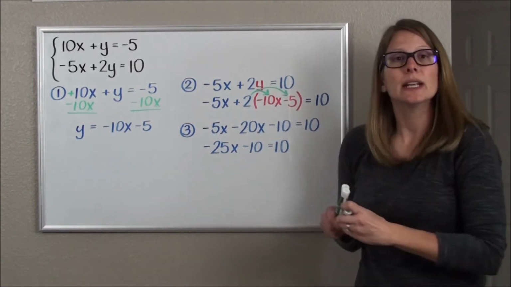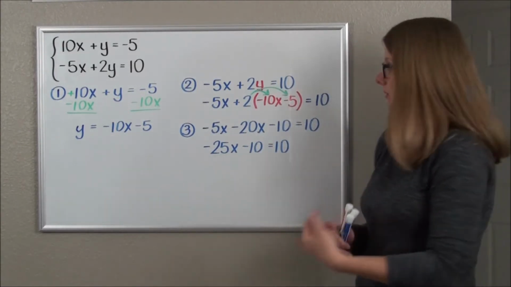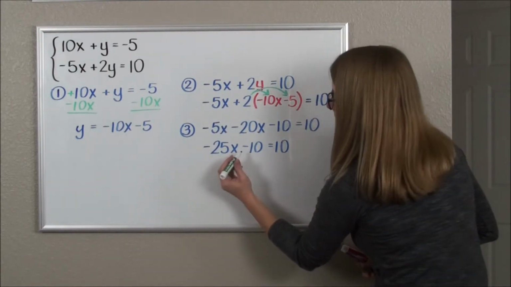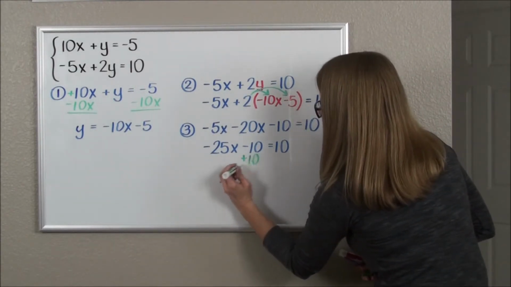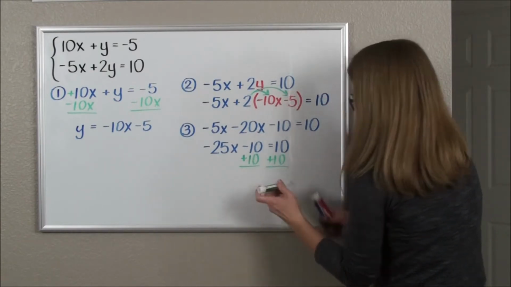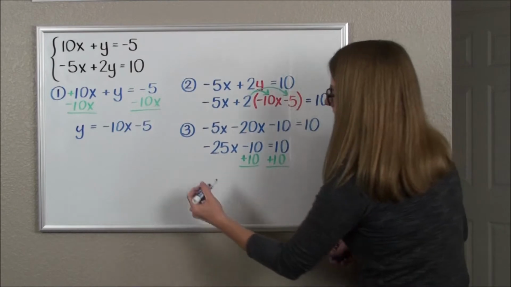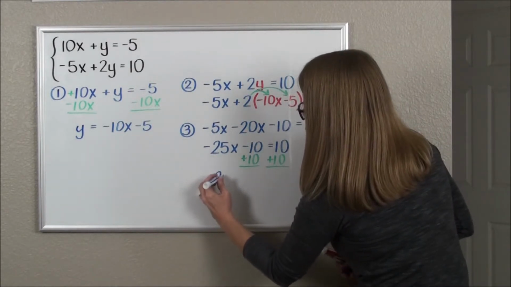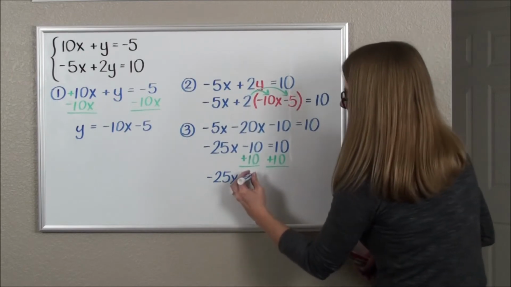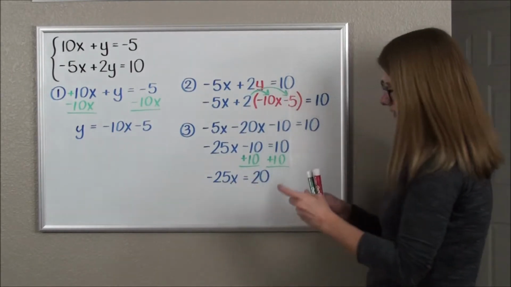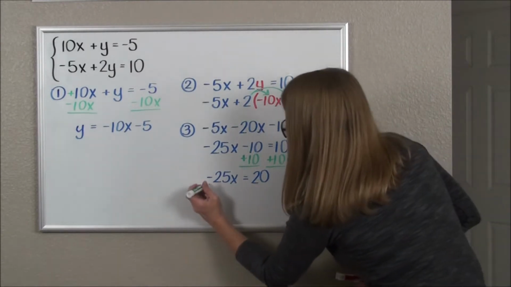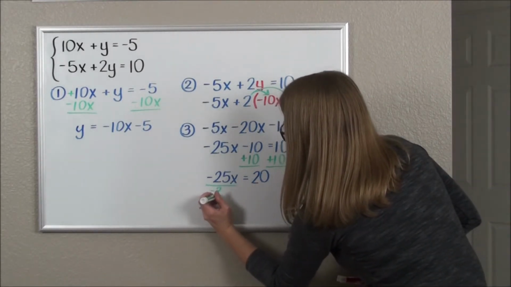Now I want to relocate so that letters are on the left, numbers are on the right. I've already got my letter here, so I want to relocate the 10. I'm going to add 10 to both sides because it was originally negative. Add 10 to both sides. So now I've got -25x on the left. I've got 10 plus 10, which is 20, on the right, so letters are on the left, numbers are on the right. My last step is to isolate. I want to divide by this coefficient, -25.